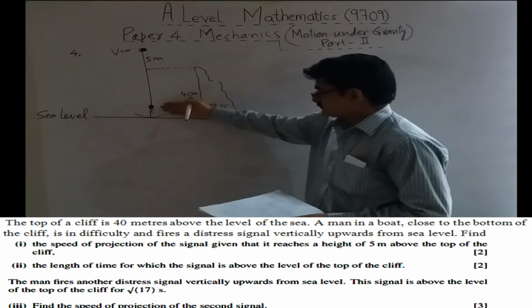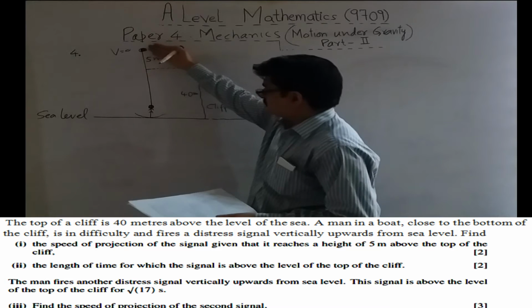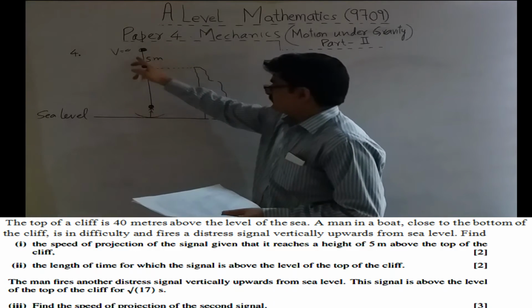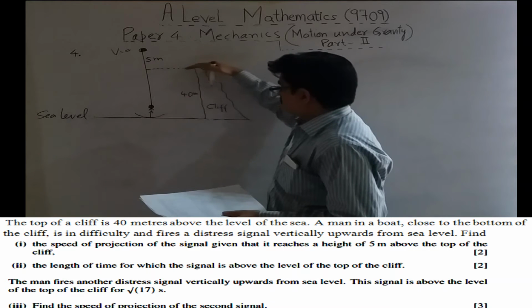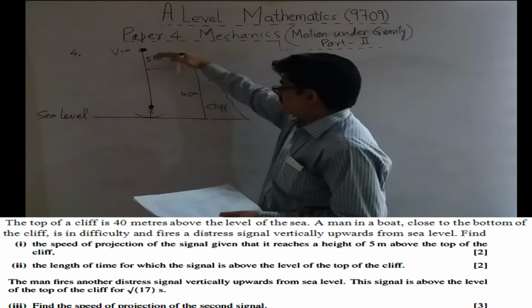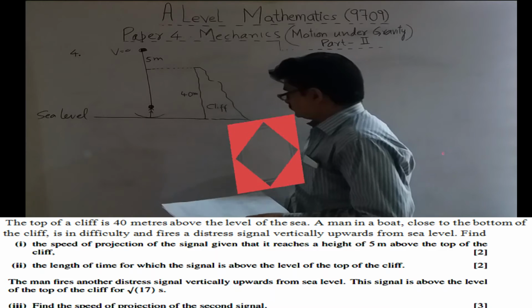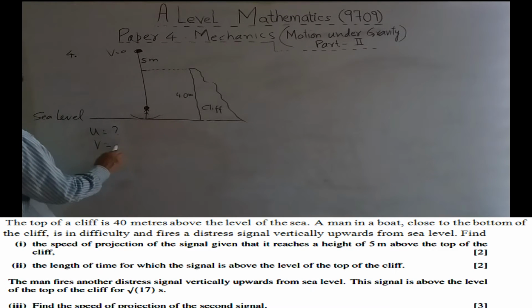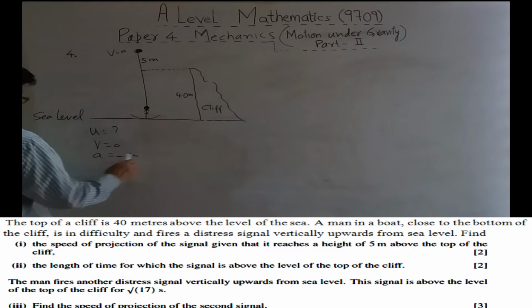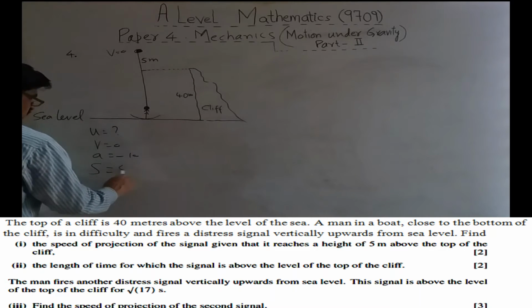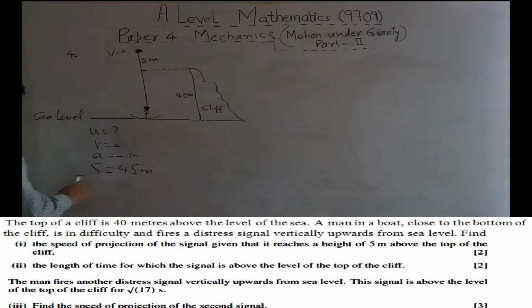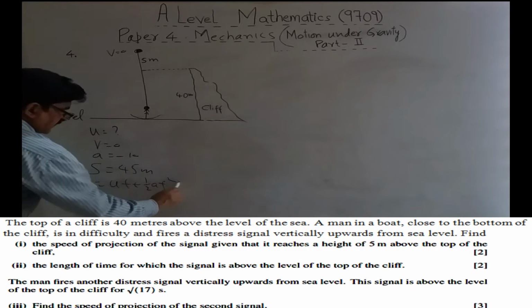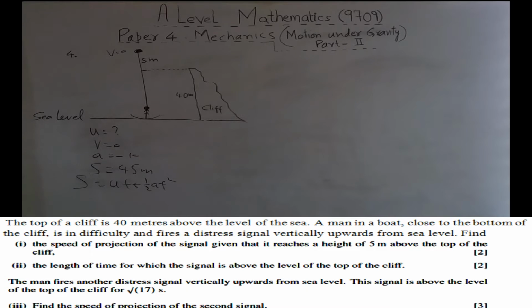in the boat. So this signal goes up to a maximum height of total will be 45, this is 5 from the cliff, above the cliff 5 meters, so total height will be 40. So we need u, initial velocity, final velocity is 0, acceleration is -10, distance is 45 meters. Now using the formula s is equal to ut plus half at square and put in the values.